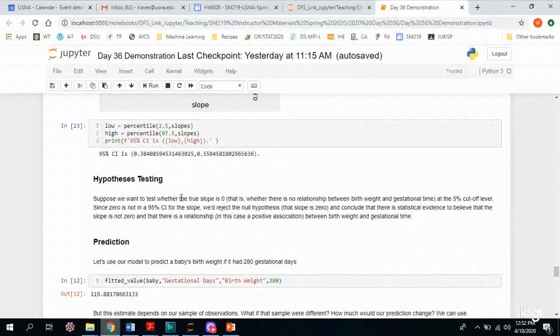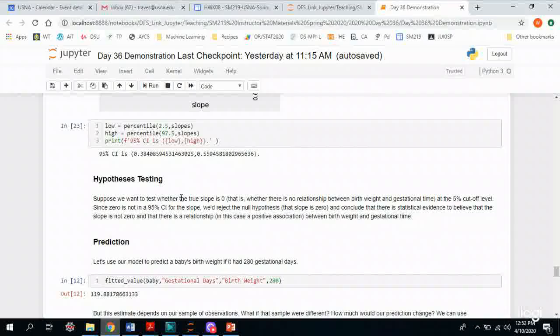And here, it's convenient to use a 5% cutoff level because we already have a 95% confidence interval. If we wanted to use like a 10% cutoff level, we could use a 90% confidence interval instead, right? We'd have to redo the confidence interval calculation there. But here, let's use the 5% cutoff level.